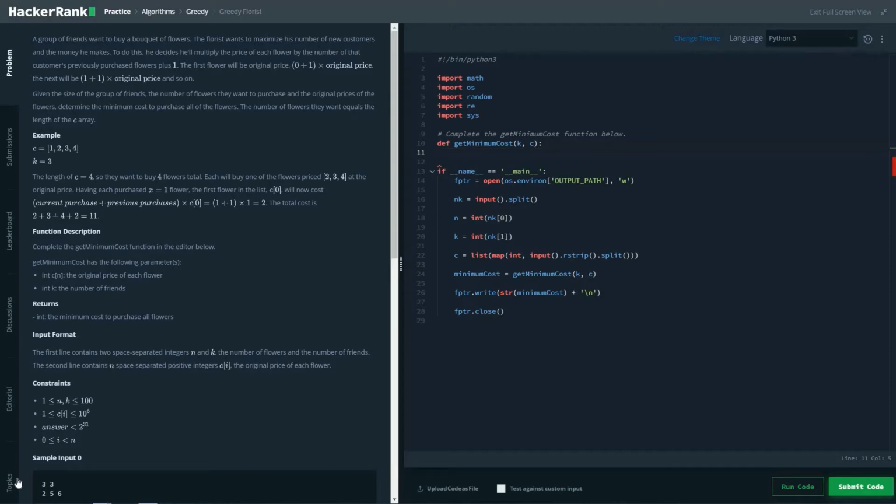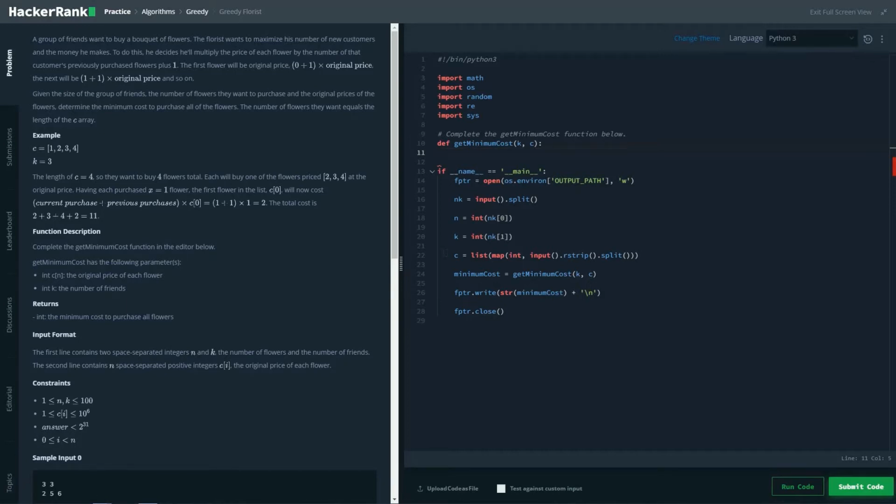The first flower would be at the original price, which is basically 0 plus 1 multiplied by the original price, and the next one would be 1 plus 1 multiplied by the original price, and so on. Given the size of the group of friends and the original prices of the flowers, determine the minimum cost to purchase all the flowers. The number of flowers they want equals the length of the array. So this is the basic problem statement.